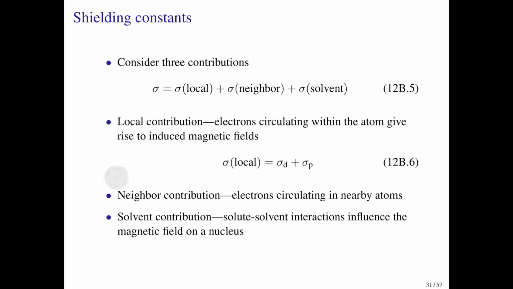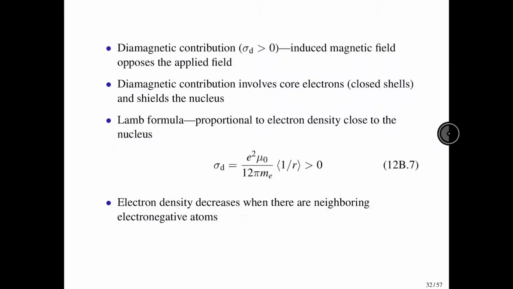And similarly, depending on the interactions between the molecule of interest and its nuclei and whatever solvent is present, the solvent can have an effect as well on the magnetic fields that are local to that nuclei of interest. So you've got a lot of different things going into this shielding constant. We're going to start by talking about the local contribution, which is divided into two parts, the so-called diamagnetic contribution and the paramagnetic contribution. We'll talk about the diamagnetic contribution first.